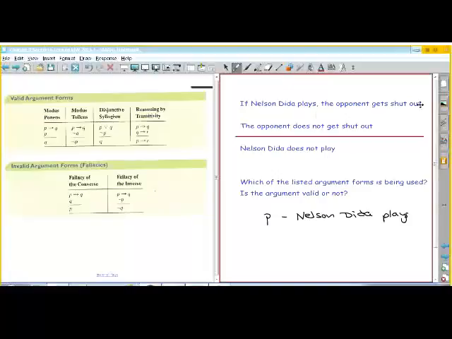So we have this argument. If Nelson did play, the opponent gets shut out. The opponent does not get shut out. Therefore, Nelson did not play. So statement P is Nelson did play. Q is the opponent gets shut out.